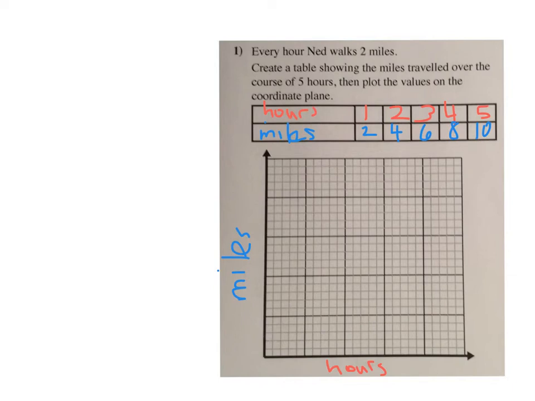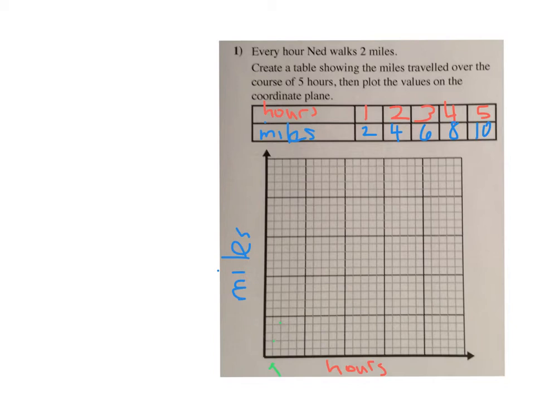So now I'm going to graph these on here. I'm going to use each of these little boxes as 1. So I'm going to count over here. That's 1 right there. So 1 hour, 2 miles. It's going to be right about there. For 2 hours, I'm going to go 2 over on the right-hand side for hours, and then it's going to be 4 for the miles, right there.